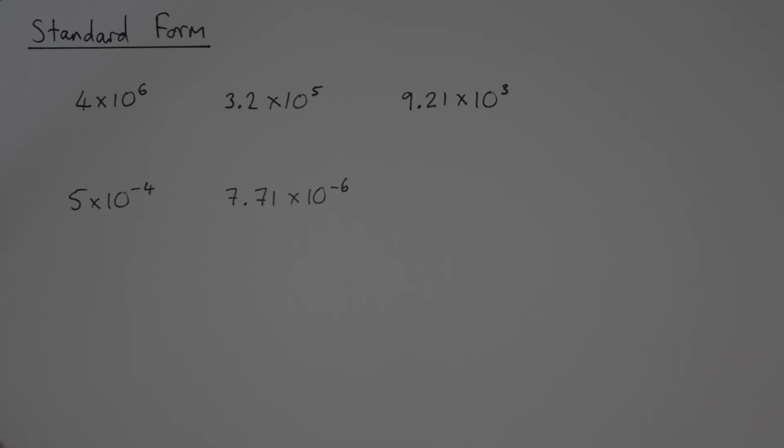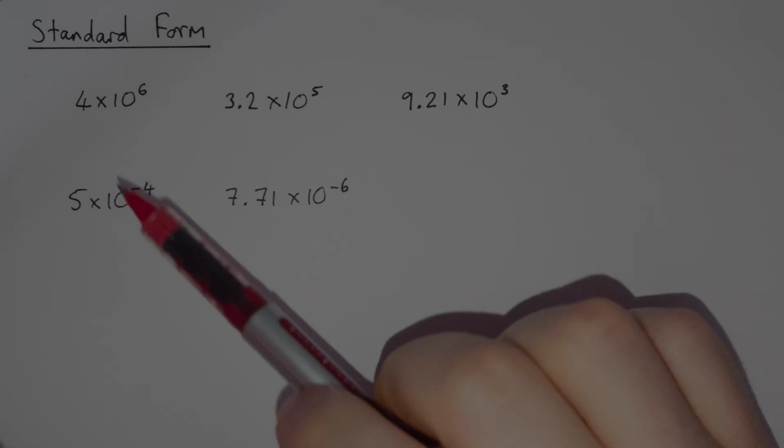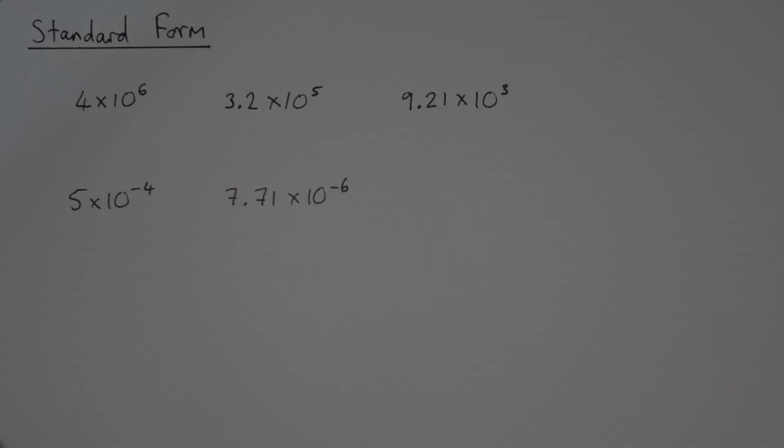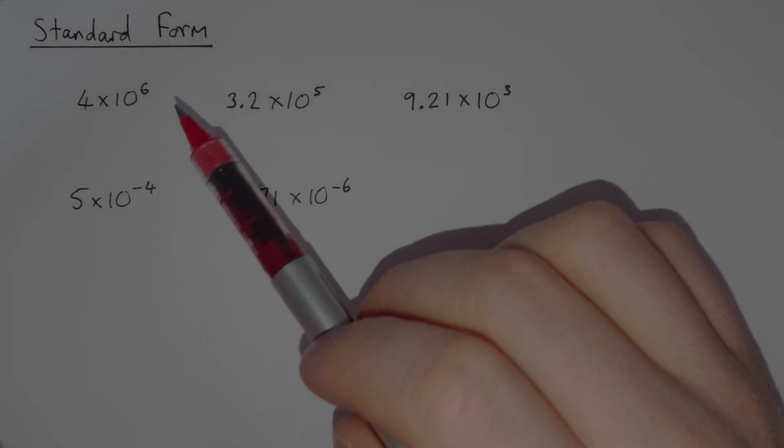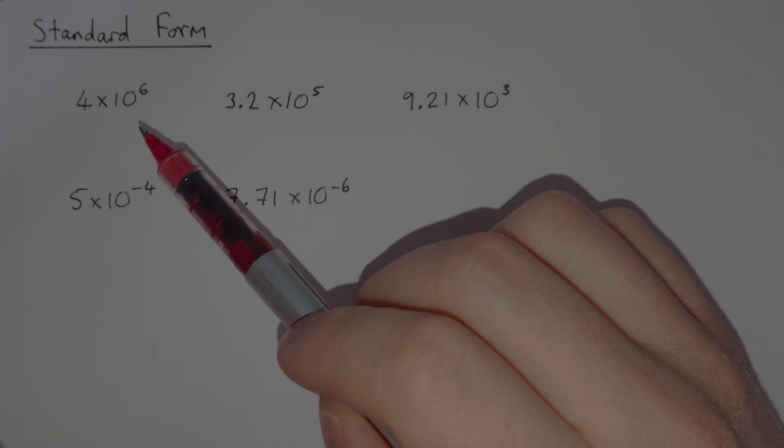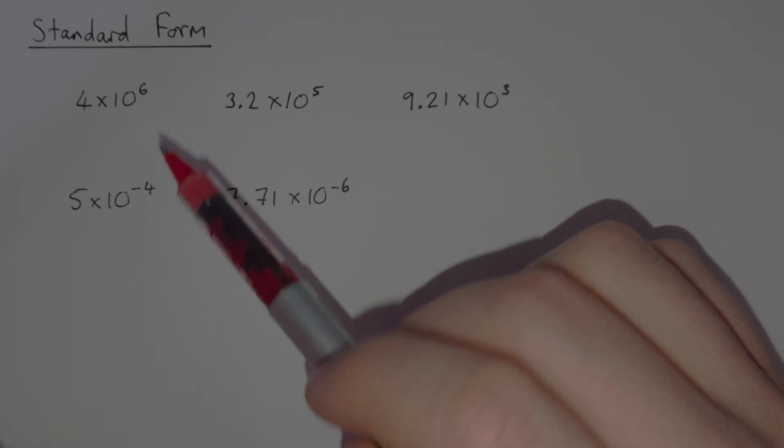So today we're going to look at something called standard form. I've written down here 5 numbers, all of which are in something called standard form. These might not look like numbers to you, they might look like calculations to do. And in fact, we can actually work them out if you like.